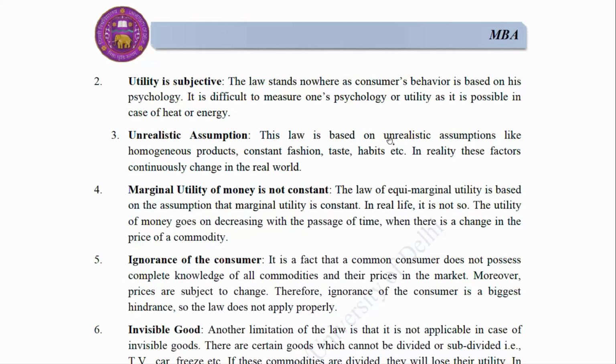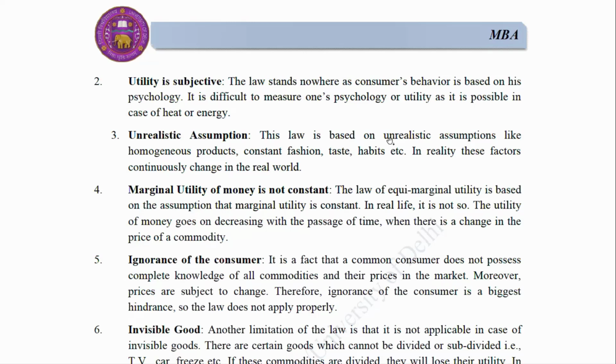Fourth, marginal utility of money is not constant. The law of equimarginal utility is based on the assumption that marginal utility of money is constant. In real life, it is not so. The utility of money goes on decreasing with the passage of time when there is a change in the price of commodity.